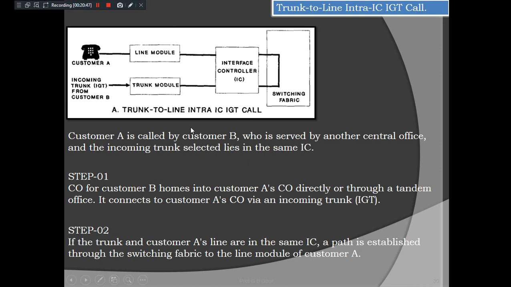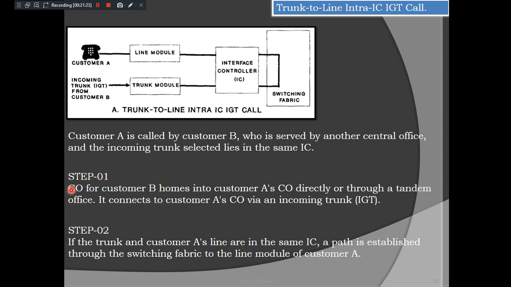This is also a very important part: trunk to line intra IC IGT call. Try to understand here. Here customer A is called by B. Okay, it is something like an incoming call. We are getting the incoming call here through a trunk. Here it has been written that customer A is called by customer B, who is served by another central office. An incoming trunk selected lies in the same IC. So for your understanding purpose, I have written the steps here.